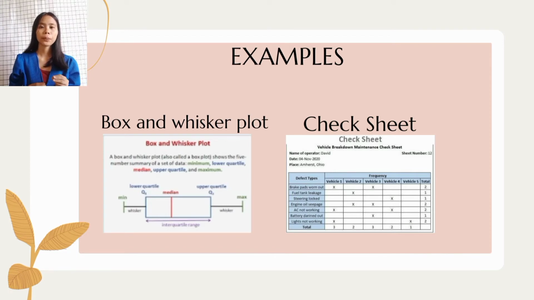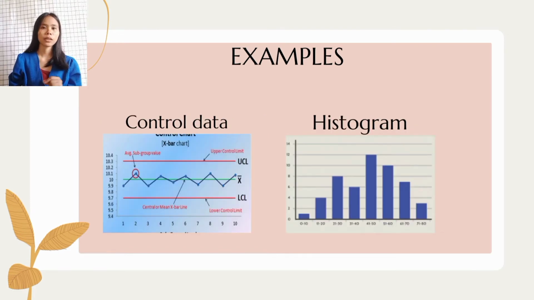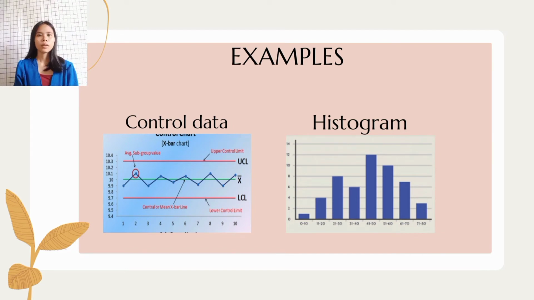Example, box and whisker plot, a tool used to display and analyze sets of variation data in one graph. And check sheet, a structured form prepared to collect and analyze data, like when we usually write a check on it. Control chart is a kind of graph utilized to determine how a process changes over time, comparing current data to historical data.